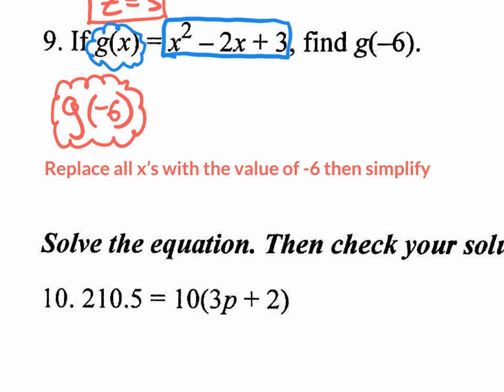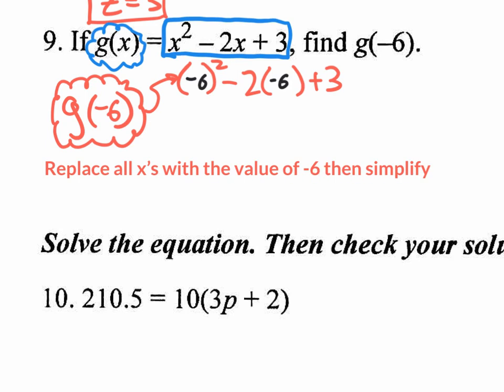Okay? So g of -6, what that's telling us to do is to replace the x squared, replace the x with the -6. And then the -2 times x is not going to be -2 times x, it's going to be -2 times -6. And then the +3, it's just written at the end. Does that make sense? Yes. Okay, so Matthew, from here, what we're going to do is just simplify. Because after all, the g of -6, that means replace all x's with the value of -6 and then simplify.